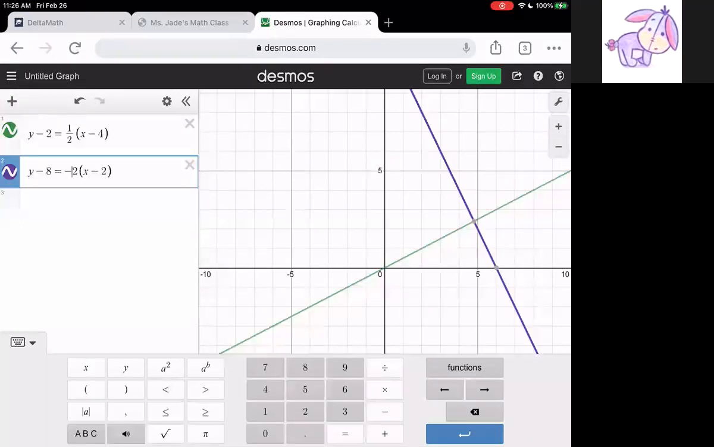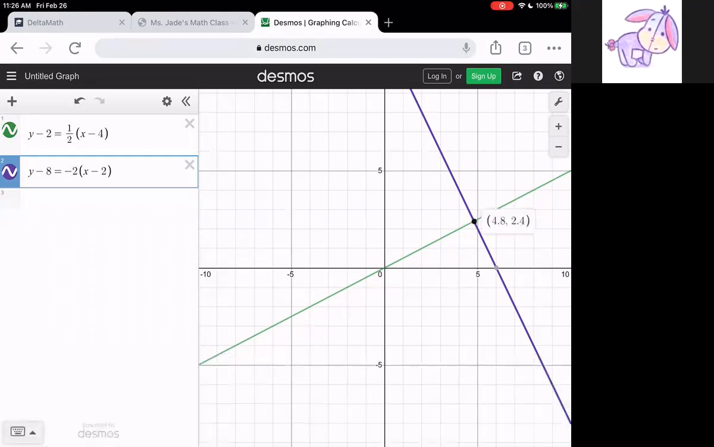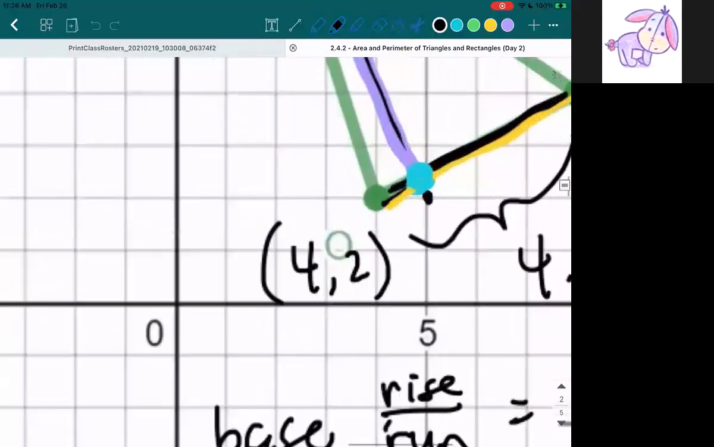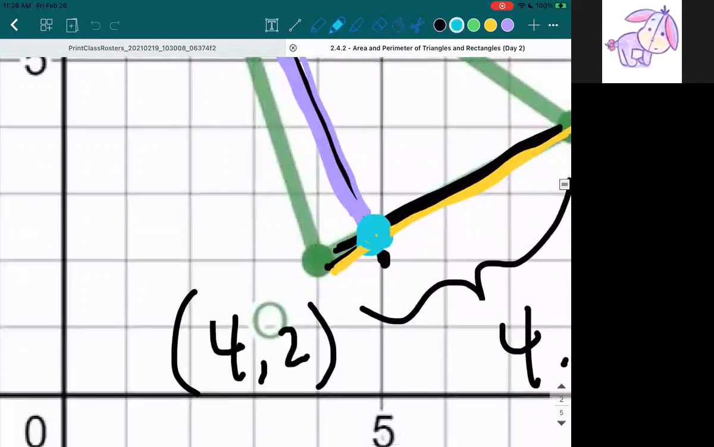All right, so as you can see, I have typed in both of those equations. Those are the two equations that we had just figured out, one for the base and one for the height. And then here's our intersection point. So (4.8, 2.4). I'm going to remember that, and let's write it in, (4.8, 2.4). So that is this blue point, (4.8, 2.4).